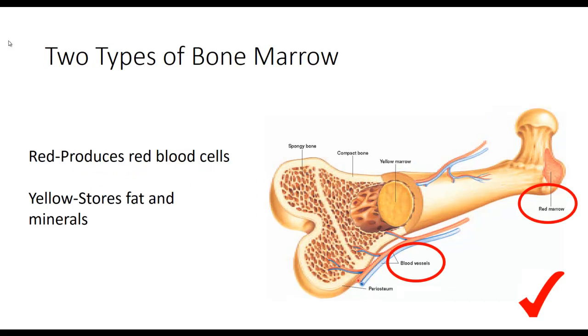If you take a look at this, there's two types of bone marrow. Red marrow, in which red blood cells are produced. Red blood cells, that we talked about as components of blood, are obviously very important for delivering oxygen. Yellow stores fat and minerals. When we're talking about different minerals, these are things that your body's going to use to grow, to repair itself, and for energy.